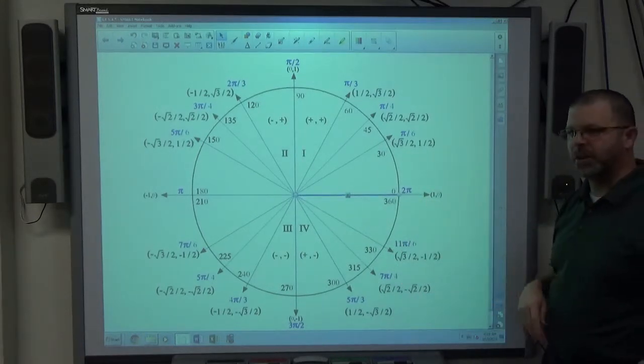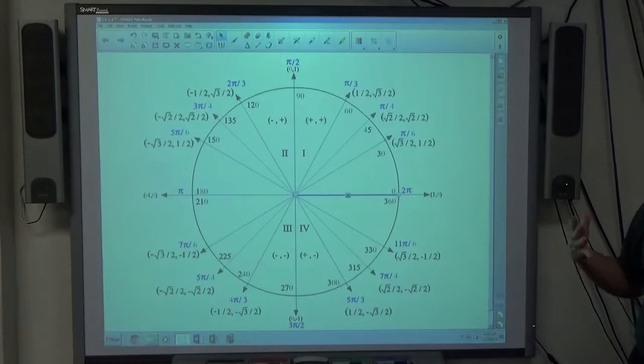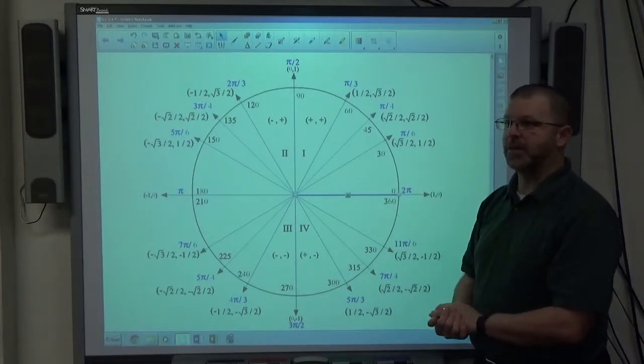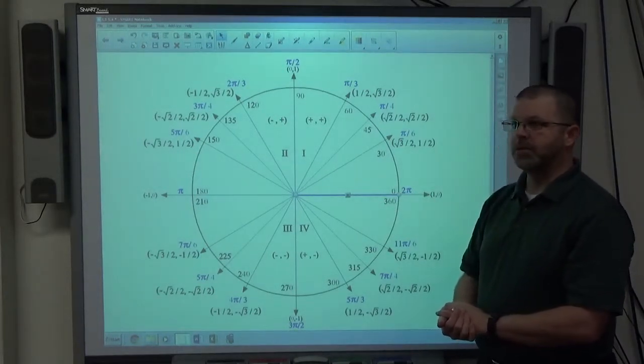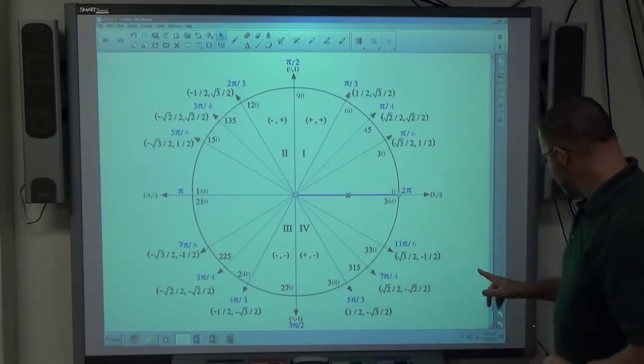My shadow's getting in the way there. But the whole idea is that's how you memorize this. If you visualize the picture and how many steps you're moving around the x-axis, then you're able to figure it out pretty quickly. All right.